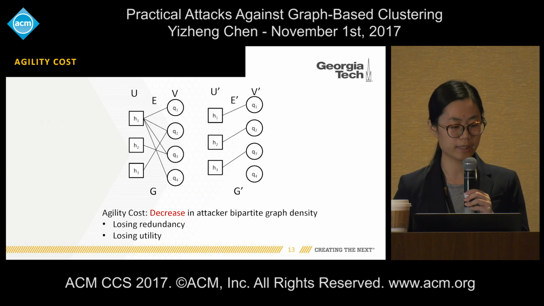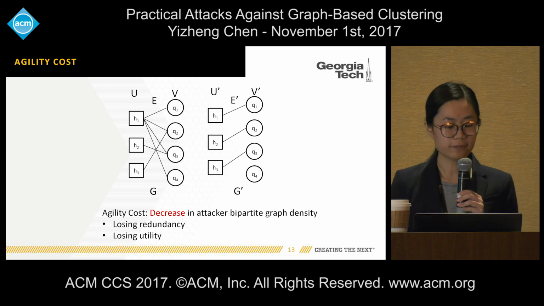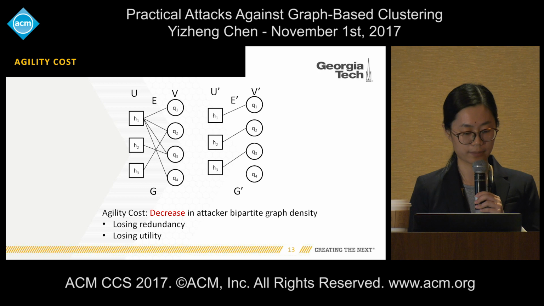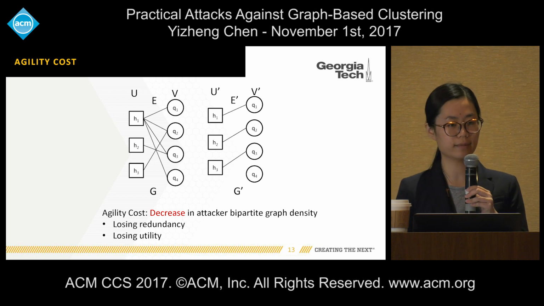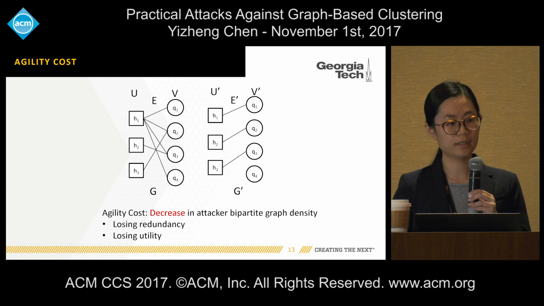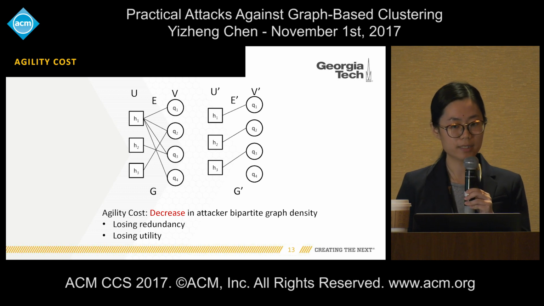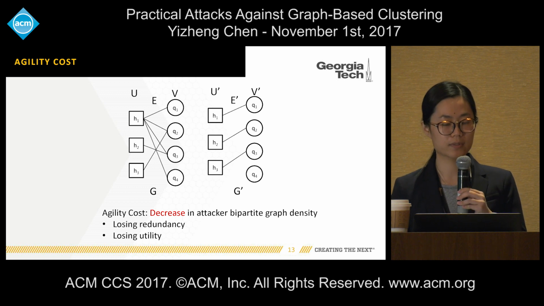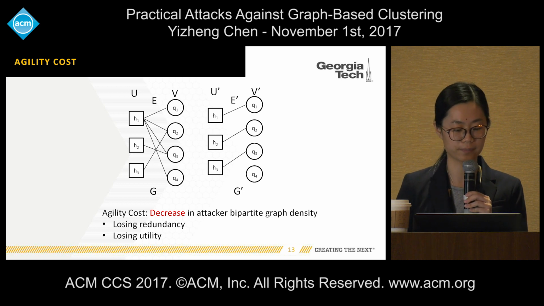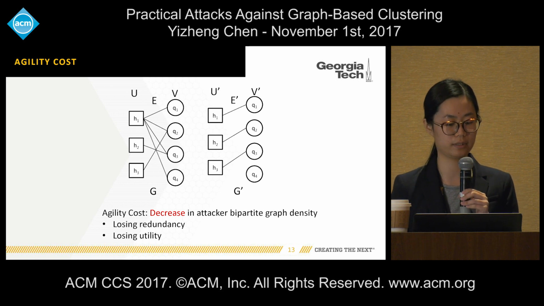This incurs an agility cost. We define the agility cost as the decrease in the attacker graph density. Because by losing nodes and edges, the attacker first loses redundancy. In the case of DGA domains, it makes the botnet easier to be sinkholed. And also in some other types of security graph, this may mean the attacker will lose behavior of malware or any malicious activity. Therefore, the attacker also loses utility.